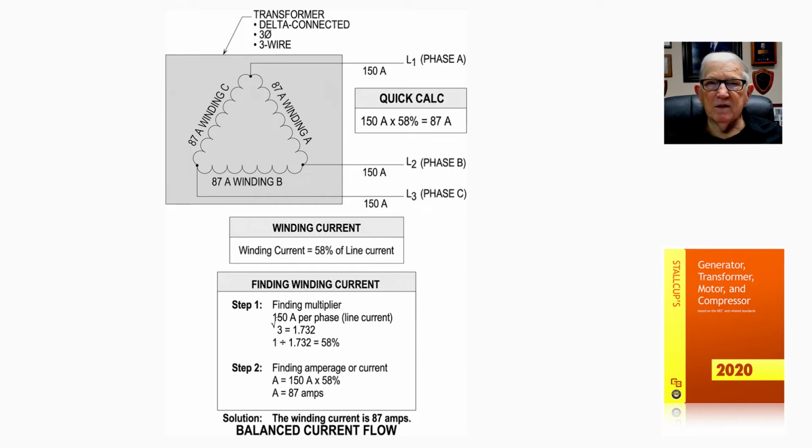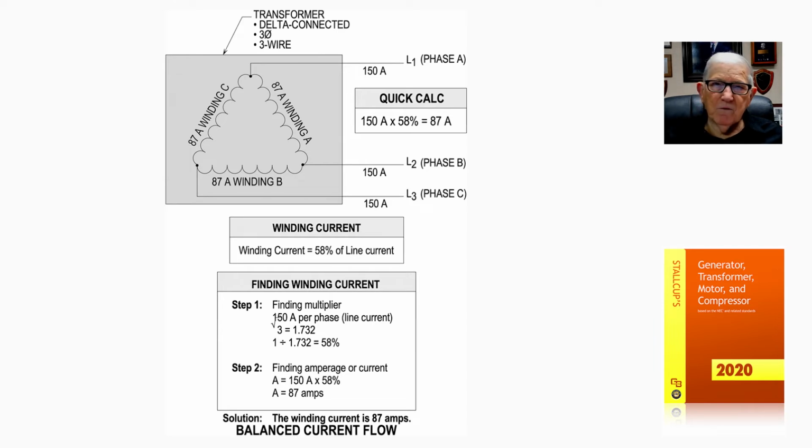So we find that in step 1 by taking 1 and dividing it by the square root of 3, 1.732, we get our 58%. 58% of the 150 amp phase-to-phase current is 87 amps. So the phase-to-phase current would be 150 amp, but the winding current would be 87.